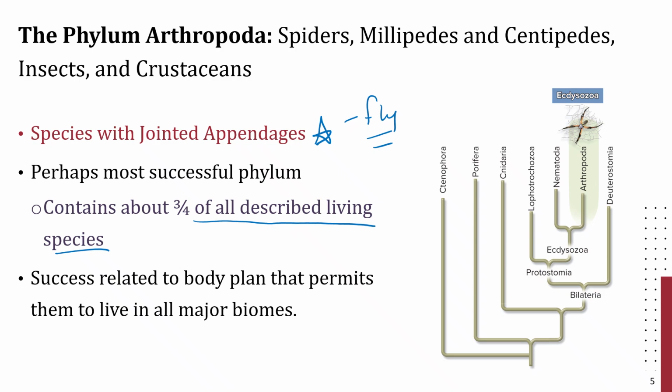So we see lots of segmentation in the arthropods, and because of their segmentation and diversity of body characteristics, they've been able to inhabit all of the major biomes on Earth. So similar to bacteria, they are everywhere. There's pretty much no biome that doesn't have some sort of arthropod.